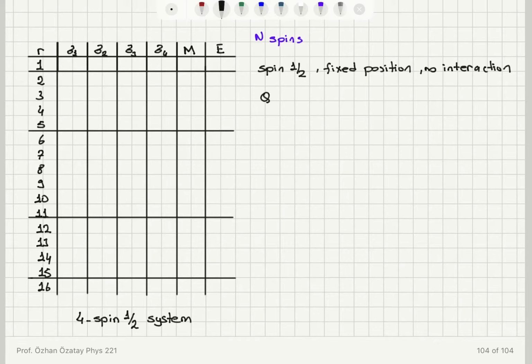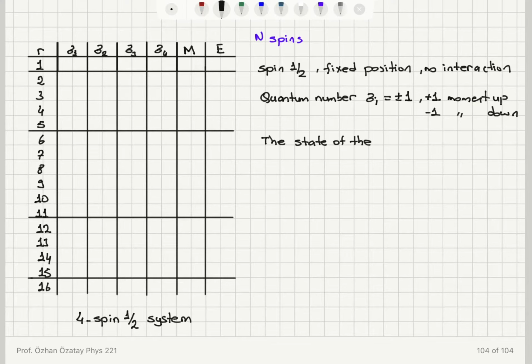Now if I specify a quantum number for each spin, similar to the previous case, for the ith spin I can specify a quantum number sigma_i to be plus or -1. Again, +1 means the moment is pointing up, -1 means the moment is pointing down. And the quantum state of the system can be specified by giving a list of numbers: the value of sigma 1, the value of sigma 2, all the way up to the quantum number of the capital Nth spin in the system. So this basically specifies the state of the system.